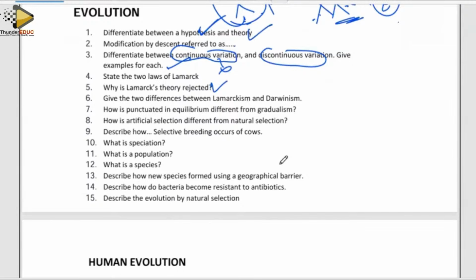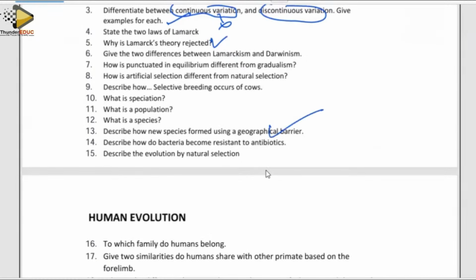Then we are asked to describe how selective breeding occurs in cows. What is speciation? The formation of new species. What is a population? A group of organisms of the same species able to interbreed and produce fertile offspring, living together in a specific area at a specific time. A species is a group of organisms with the same characteristics, able to interbreed to produce fertile offspring. Describe how new species are formed using a geographical barrier. We talked about it. Antibiotics, and then describe evolution by natural selection.